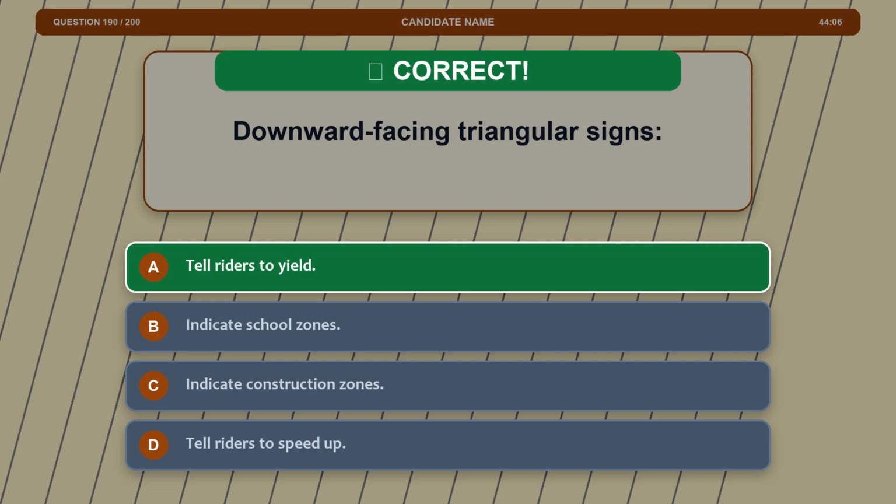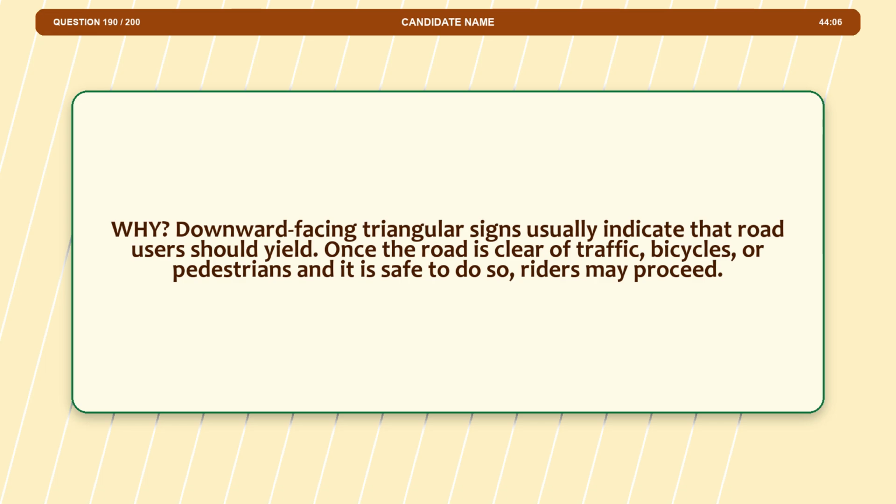The correct answer is option A. Tell riders to yield. Explanation: downward-facing triangular signs usually indicate that road users should yield. Once the road is clear of traffic, bicycles, or pedestrians and it is safe to do so, riders may proceed.